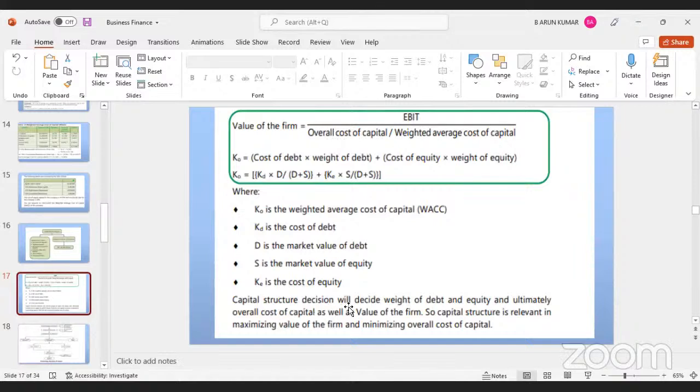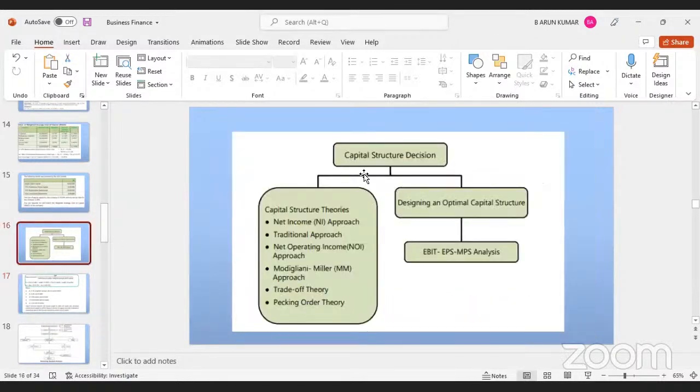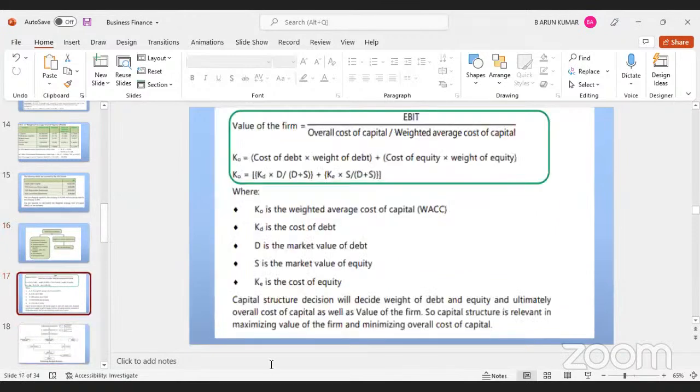Capital structure decisions will decide the weight of debt and equity, and ultimately the overall cost of capital as well as value of the firm. So capital structure is relevant in maximizing the value of the firm and minimizing the overall cost of capital. So this is the important point. Why are we discussing this capital structure? Because we are maximizing the value of the firm and minimizing the overall cost of capital.